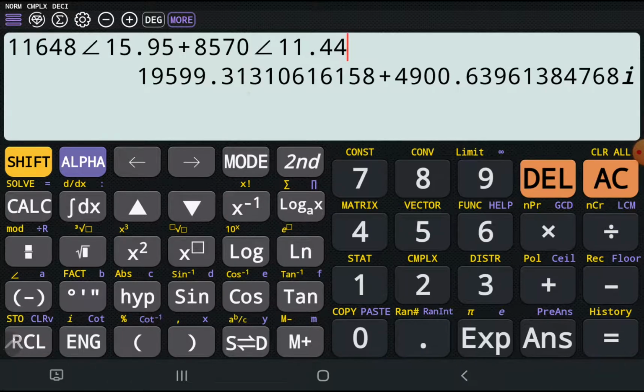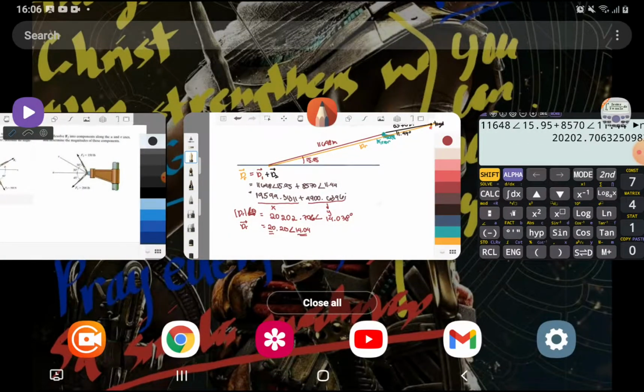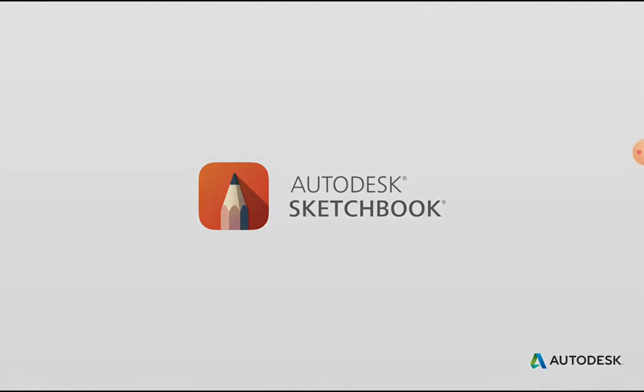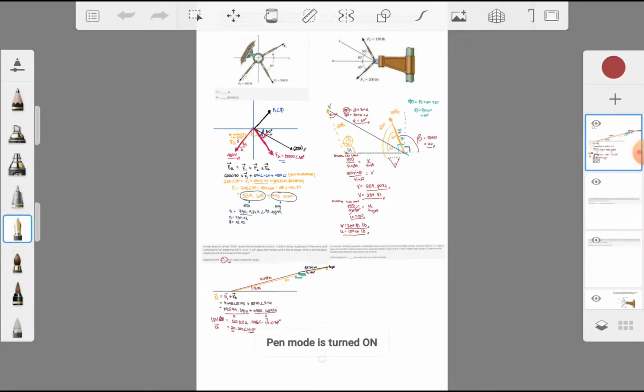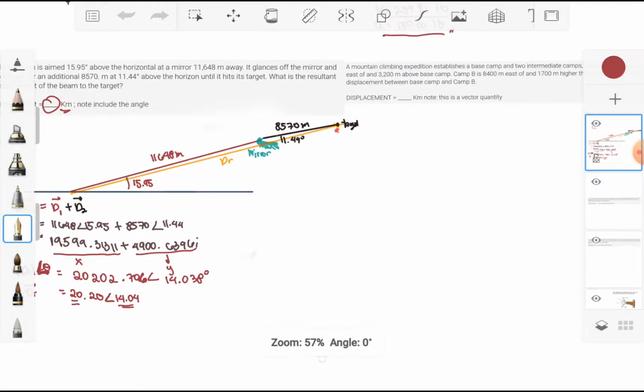Okay, this is your summation of x and summation of y. So if you want to get its angle, press shift 2 3. Okay, so we'll have a value equal to 20,202.7632.09838 angle of 14.038. But take note, my notation is to get the value of the first two decimal points. Next. So that is our answer: 20.20 kilometers. Take note, there should be no space.